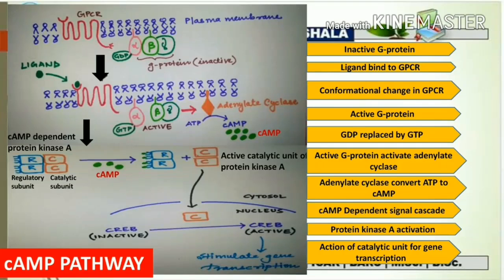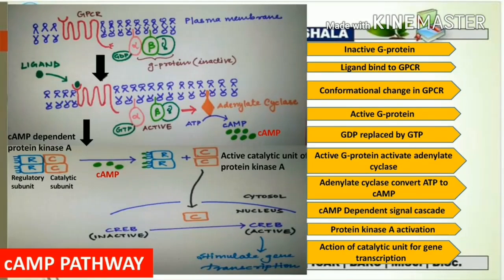So that is why the high level of cAMP is going to bind to the regulatory subunit of protein kinase A, and that will result in the dissociation of the regulatory subunits from the catalytic subunit. Now this catalytic subunit is going to enter inside the nucleus, and here it is going to phosphorylate the CREB protein. After the phosphorylation, this CREB protein is activated, and then it is going to participate in the stimulation of gene transcription.